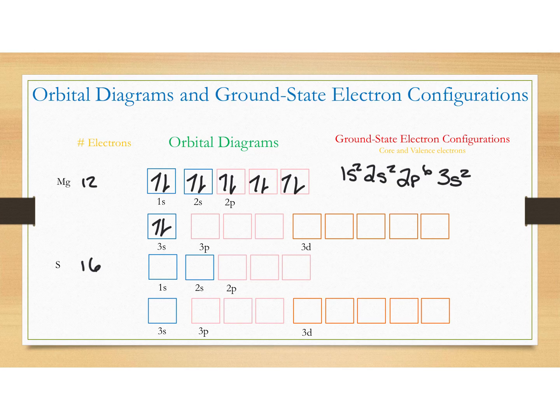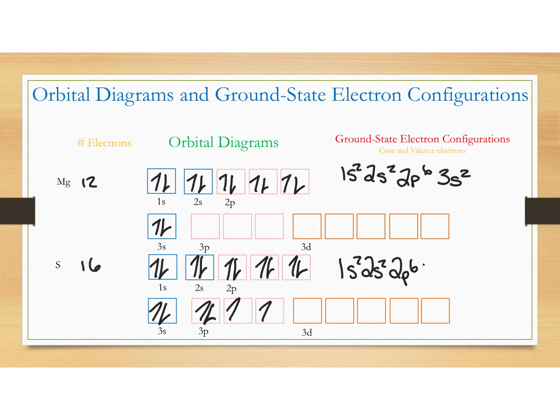Sulfur is 16, so we need 16 electrons. 1, 2, 3, 4, 5, 6, 7, 8, 9, 10, 11, 12, 13, 14, 15, 16. Okay, so that would be the orbital diagram for sulfur. Its electron configuration is going to be 1s2, 2s2, 2p6, 3s2, 3p4.